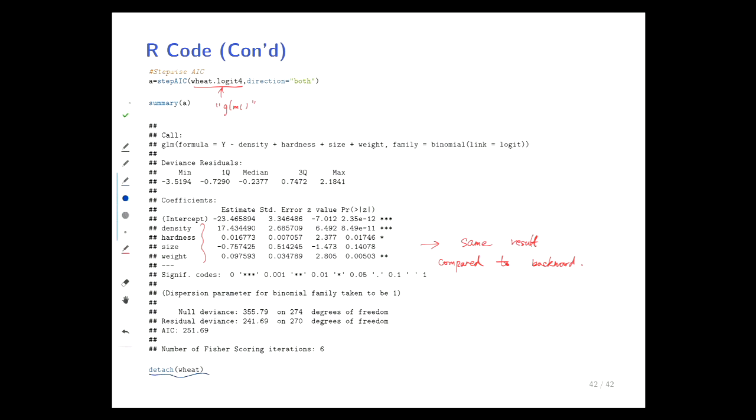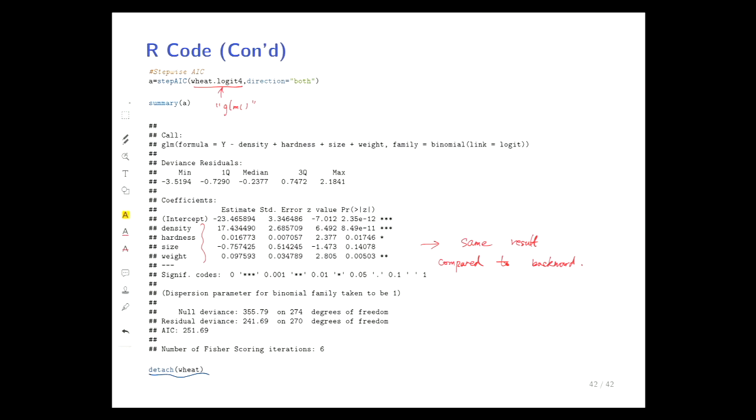And at last, we detach weight. After we detach it, that means we can no longer use the column name directly. We need to use the dollar sign to call a column. Basically, that's the opposite of attach.